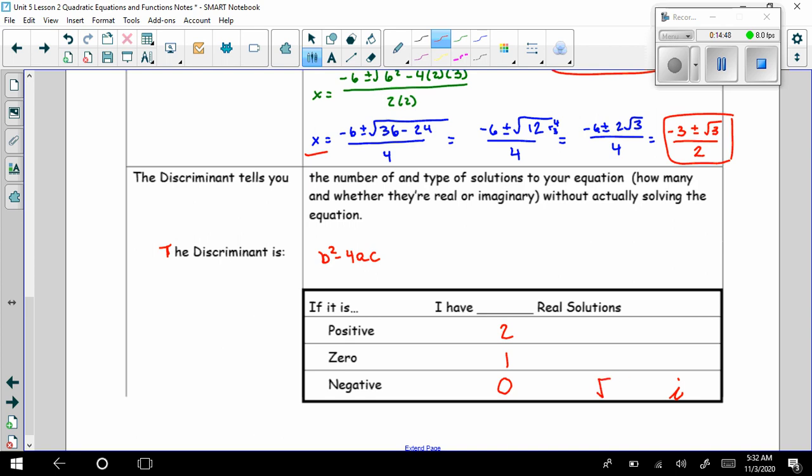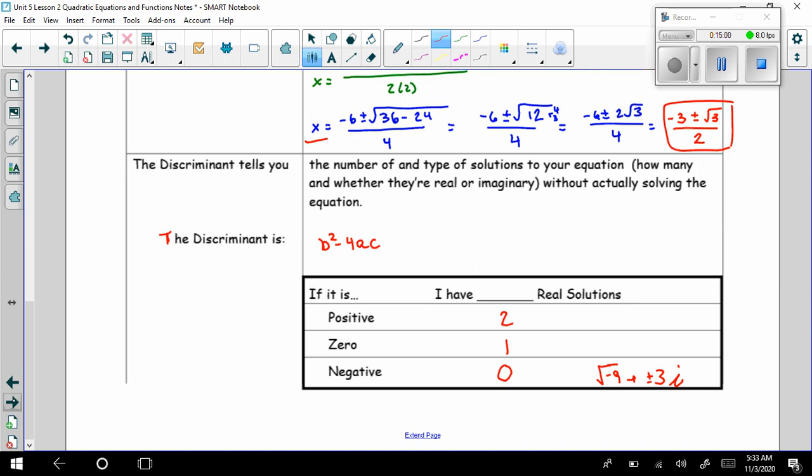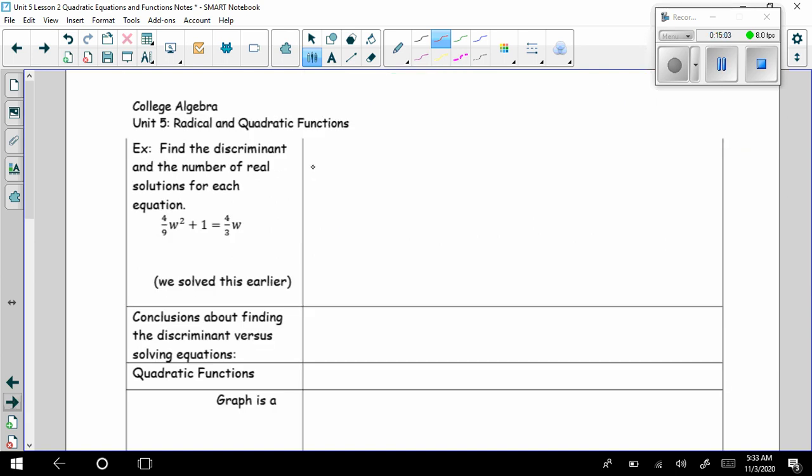So let's say you have like the square root of -9, then that would be plus or minus 3i when you simplify your radical. All right, so no real solutions, what we call complex numbers. All right, so we can just look at the discriminant for things. We didn't solve this when I cut it from these notes. So if you have 4/9 w squared minus 4/3 w plus 1 equals 0, I'm going to multiply everything by 9 and clear these fractions out. So 4w squared minus 12w plus 9 equals 0.